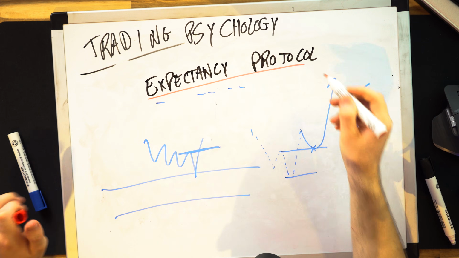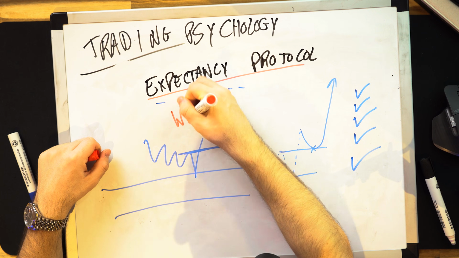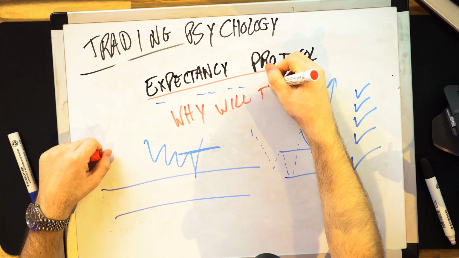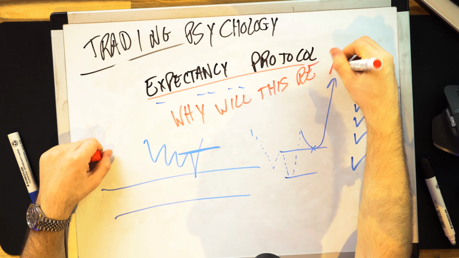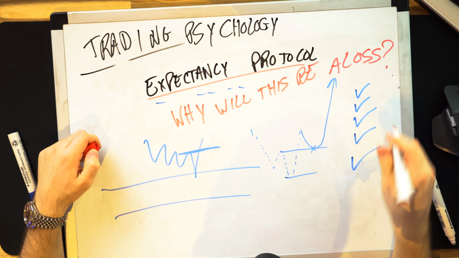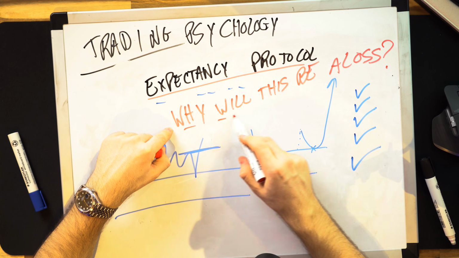But this is where the expectancy protocol comes in. The expectancy protocol is about answering one question, which is, why will this be a loss? That is the question that you need to answer. Every single time that you enter in a position, you're going to ask yourself, why is this position going to be a loss? And now you might say, Kimmel, there's no reason as to why this trade is going to be a loss. If there's no reason, then why do you not have a 100% strike rate? There's always a reason as to why your trade can be a loss.